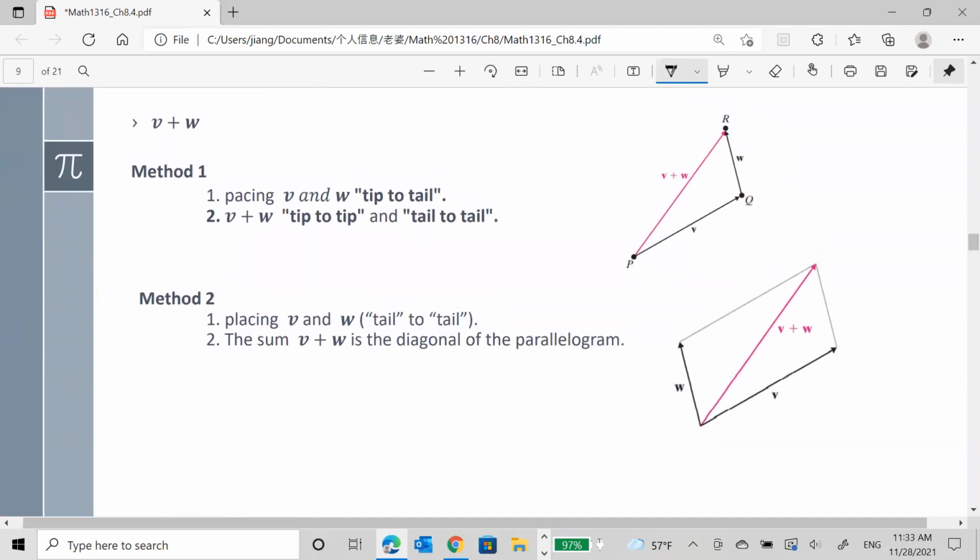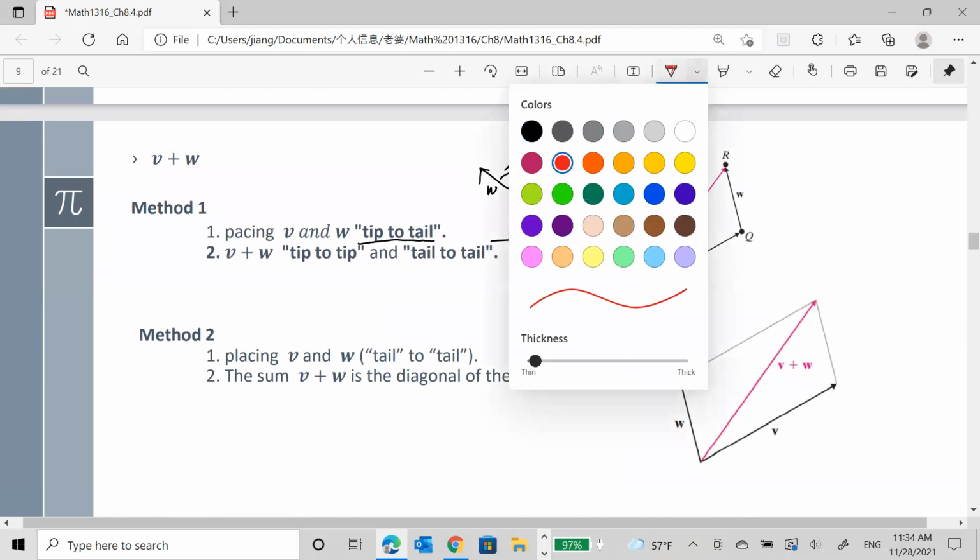So how to sketch it? How to sketch V plus W? We have two methods. The first method, we do tip to tail. If we have two vectors randomly, for example, V like this and W like this, the first step using tip to tail means I need to move one vector here. So move the W to here. After moving it here, I change it to the red color.